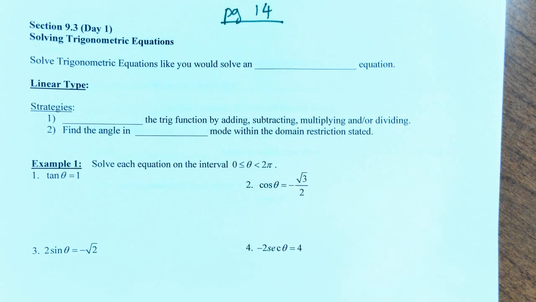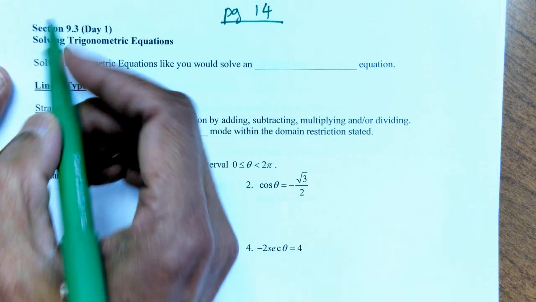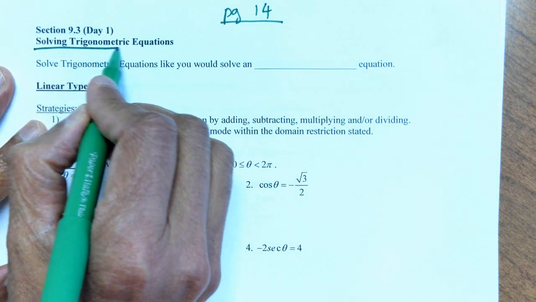Right. So it says here that it's 9.3 day 1, so we're starting a new section. We finished the inverse one last class with the composition. So starting something new today, it says solving trigonometric equations.